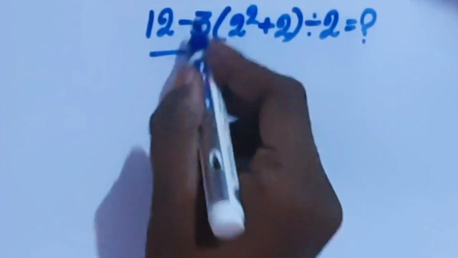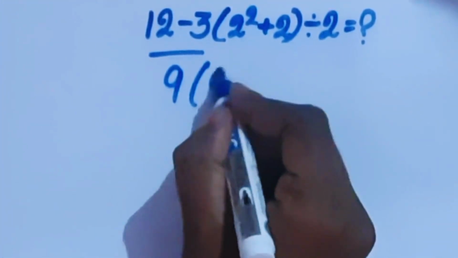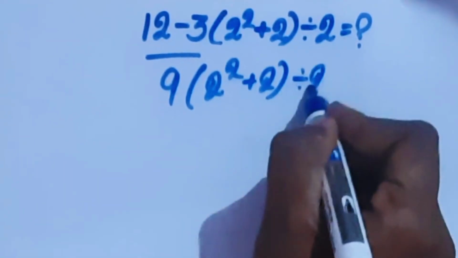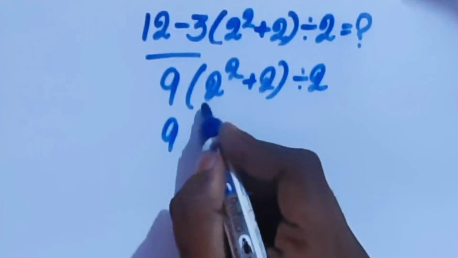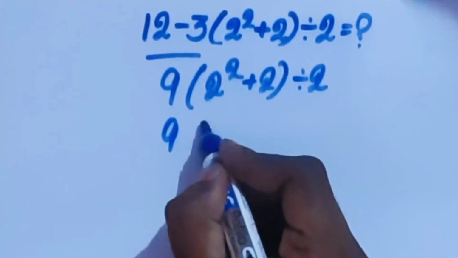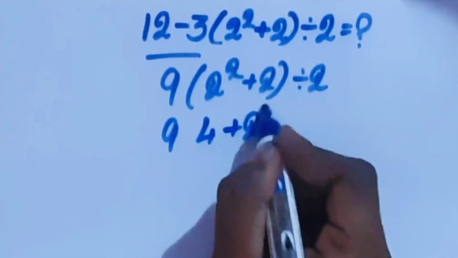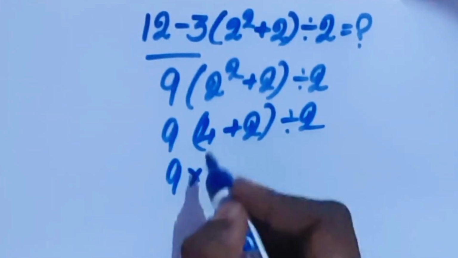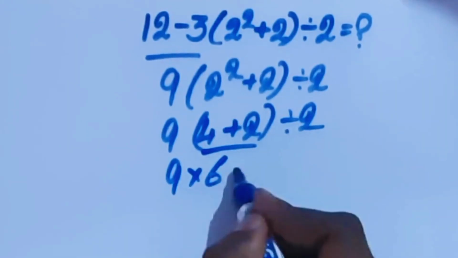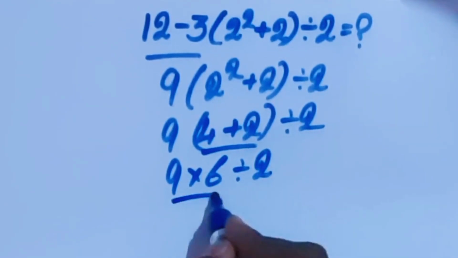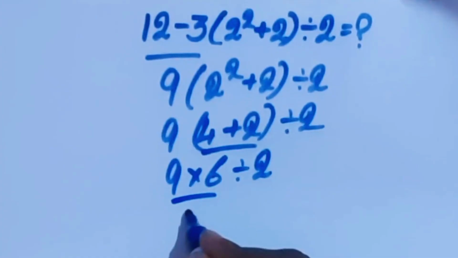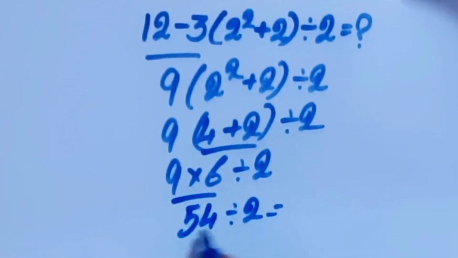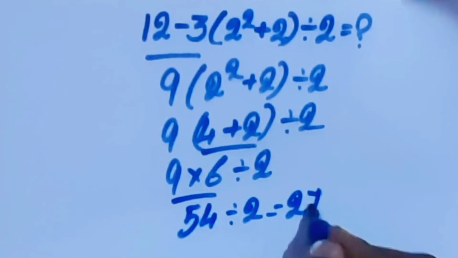Hi guys, here 12 minus 3 times 2 power 2 plus 2 in bracket, divide by 2. Here 9 times, inside the bracket we have 2 power 2 is 4, plus 2 in bracket, divide by 2. Here 9 times, 4 plus 2 is 6, divide by 2. Here 9 times 6 is 54, divided by 2. Here 54 divided by 2 is 27, which is the wrong answer.